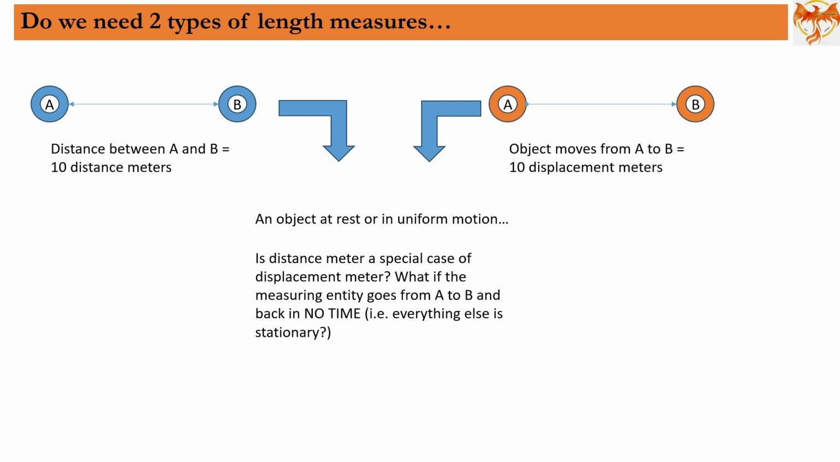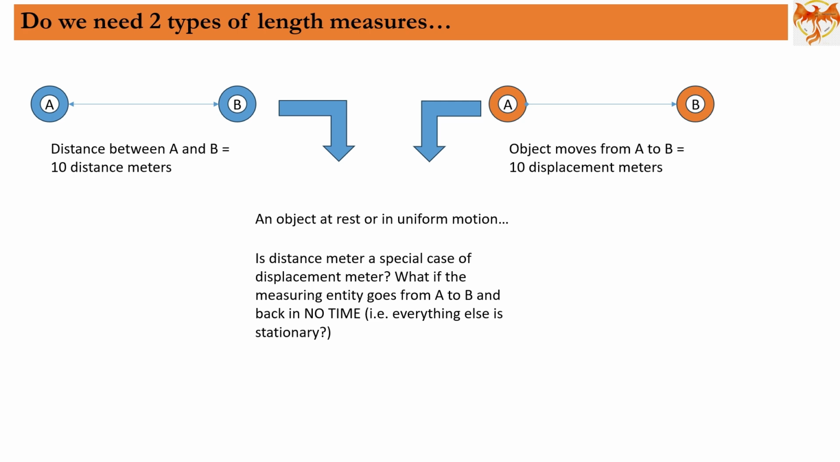Let me keep everything else in the universe absolutely static. I just take that measuring instrument, take it from A to B, and bring it back to A, so that by the time the instrument has done its movement, there is no change in the universe, and then I allow the whole universe to continue moving. That is the same as zero displacement in time, right?